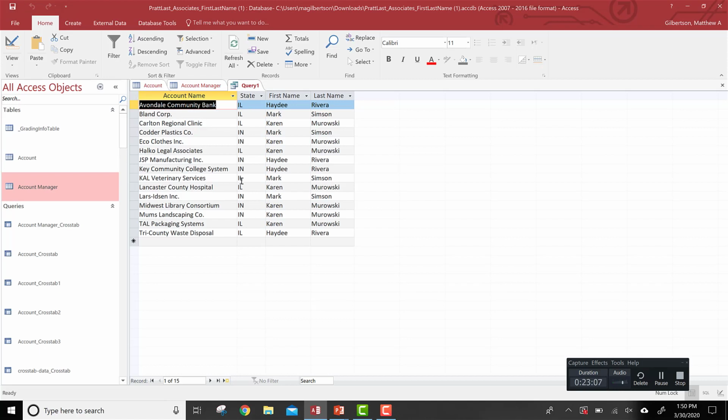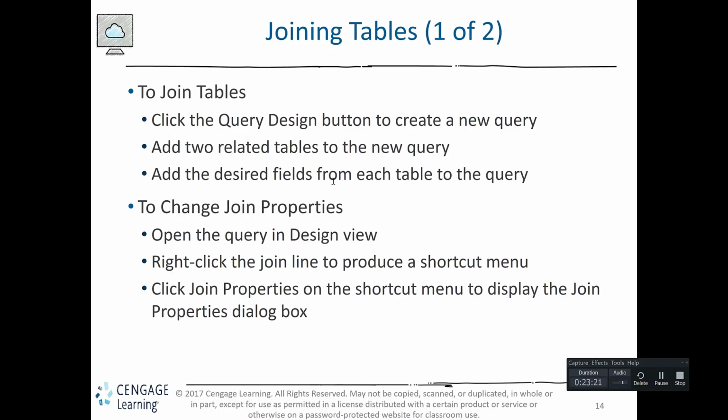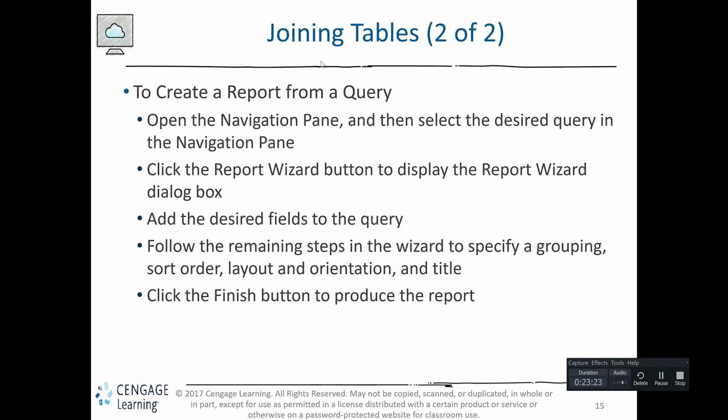So I've got account name and state from the account table. I've got account manager first name and account manager last name from the account manager table. I can create a very specific view to answer a very specific question using queries with joined tables. Okay, so that's that part of that.